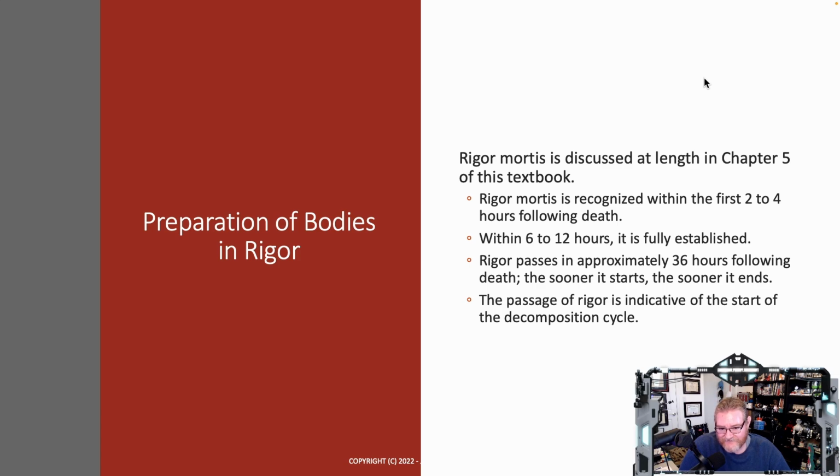Rigor mortis is discussed at length in Chapter 5 of this textbook. Well, jump back into Chapter 5 if you need a refresher. Rigor mortis is recognized within the first 2 to 4 hours after death. Within 6 to 12 hours, it is fully established. And rigor passes in approximately 36 hours following death. The sooner it starts, the sooner it ends. The passage of rigor is indicative of the start of the decomposition cycle.